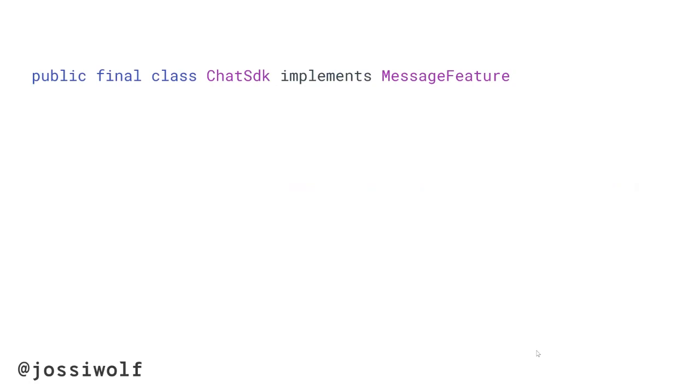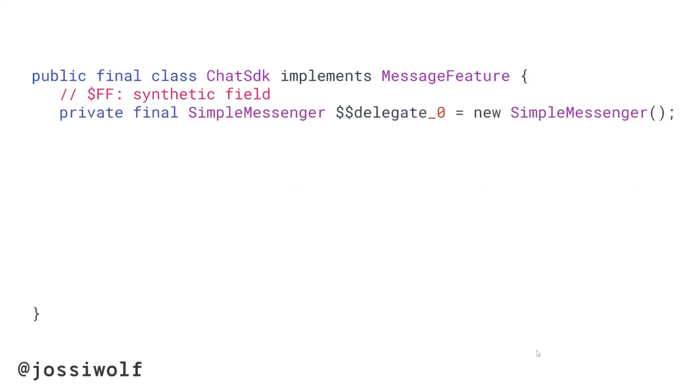So what that does under the hood in terms of generation is this: this is what the decompiled bytecode would look like. First it generates a class, which is called chat SDK, and it implements the interface. And then it generates a synthetic field. A synthetic field is something which cannot be accessed by anything else at runtime, it's just artificially there, created by the Kotlin compiler. And it starts with two dollar signs. A dollar sign at the start is a good indicator that it's a synthetic field.